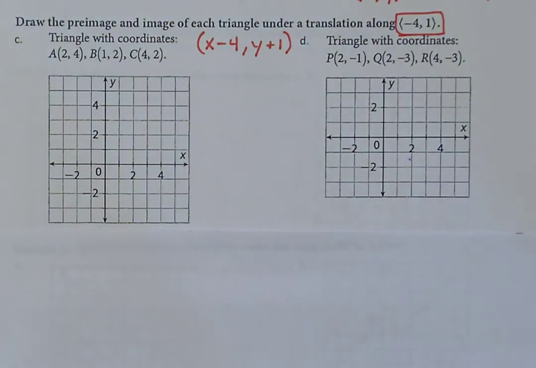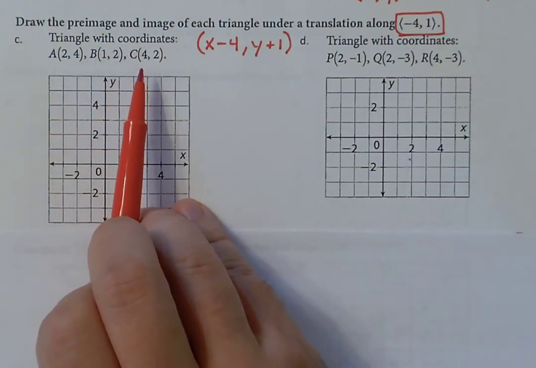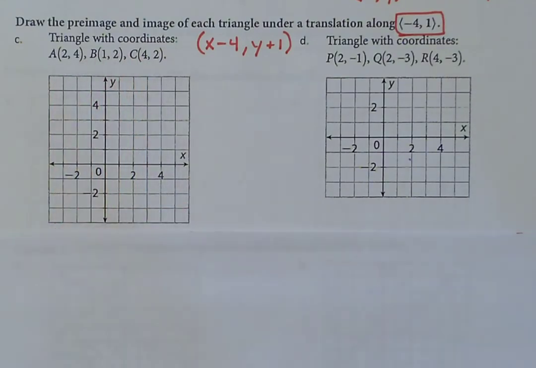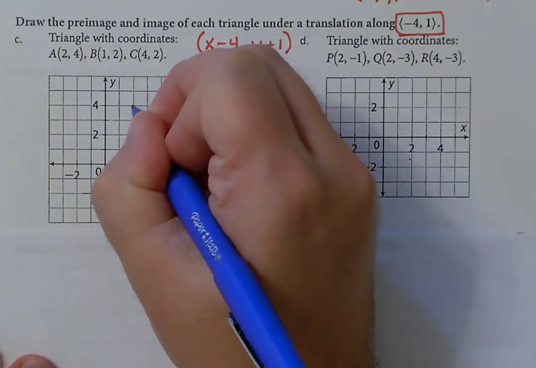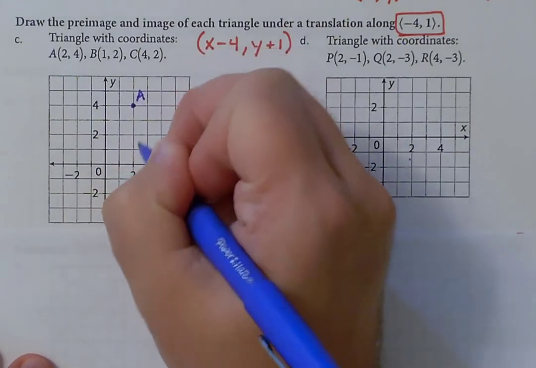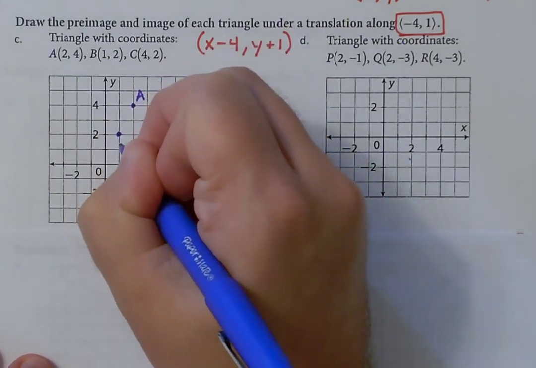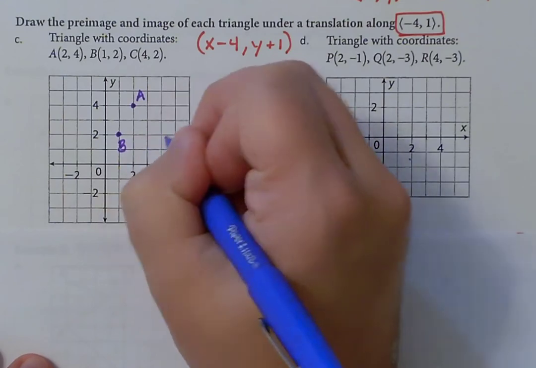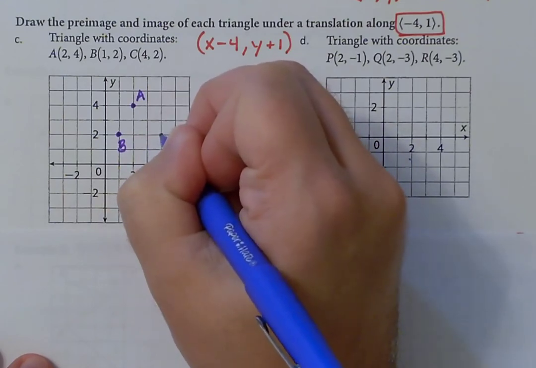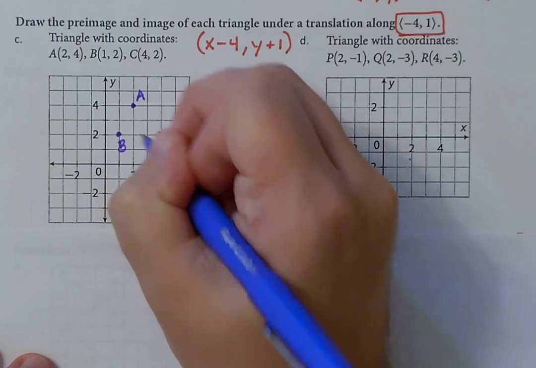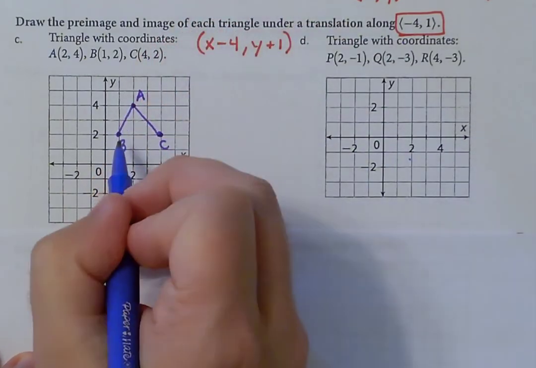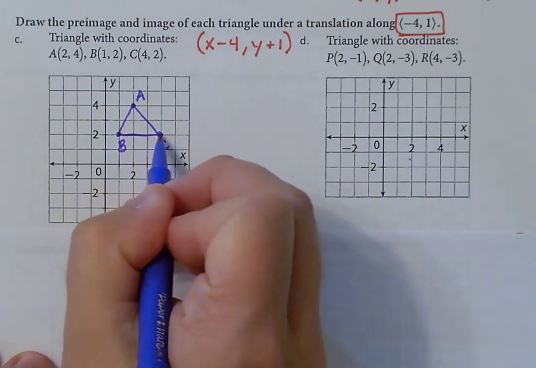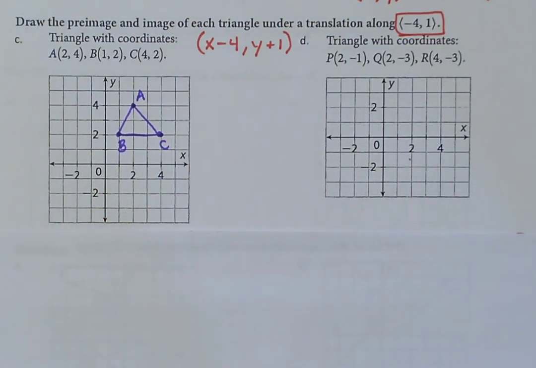Now, if you're doing these on paper, there's a couple ways you can do this. You can go through and plot your points first for the pre-image. So if I do that, A is going to be at 2, comma 4. B is at 1, comma 2. And C is going to be at 4, comma 2. So then I have my points of my triangle, and I can go through and form my triangle ABC. So that is my pre-image.